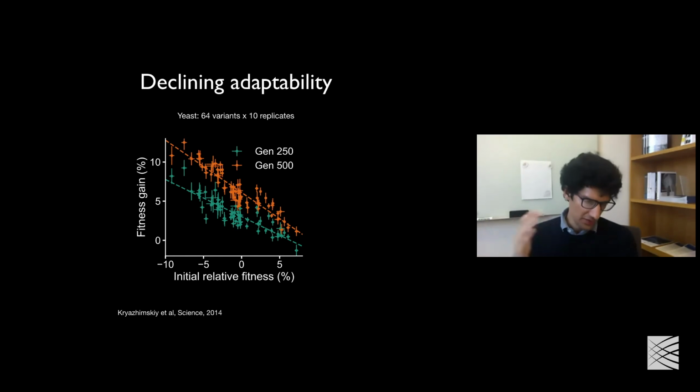You can do this R squared. It's around 80% of variance that is explained by the initial fitness. The second striking observation over here is this negative trend that you see, right? So the strains that initially had a relatively low fitness adapted much faster. So there's this general trend of declining adaptability, and the idea that fitter strains adapt slower.